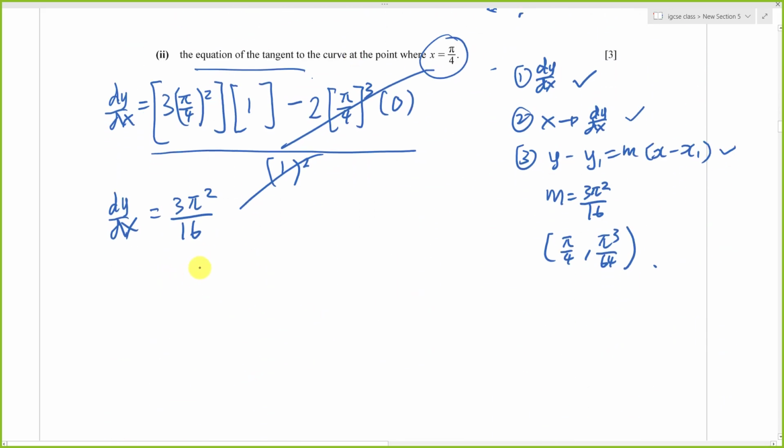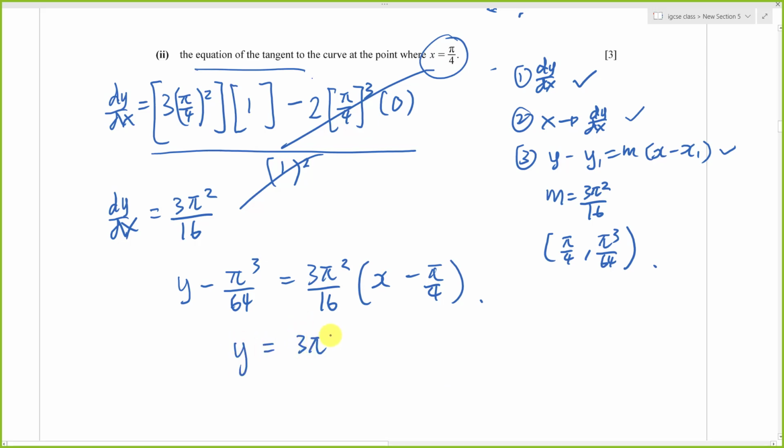Okay, good. Alright, so then my y minus y1 equals m. My m is 3 pi squared over 16, times x minus x1, which is x minus pi over 4. Yeah, so you can leave your answer like this. But if you prefer to leave it in y equals mx plus c, then you just expand a little bit.